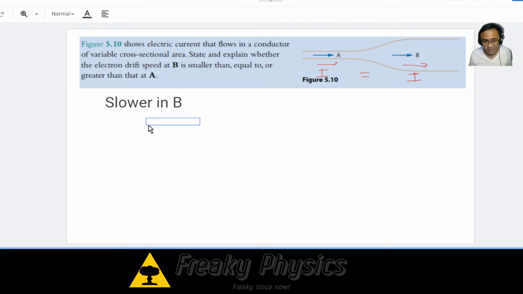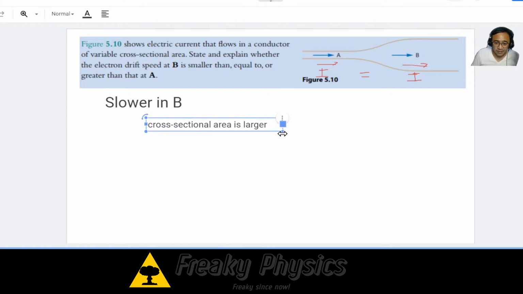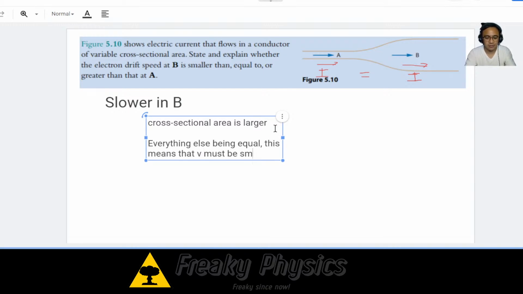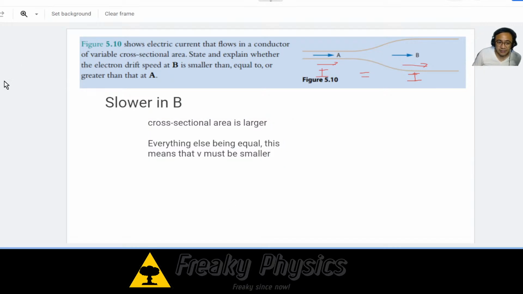Cross-sectional area is bigger. So that means V has to be smaller, right? Everything else being equal, this is the thing that we kind of missed. This means that V must be smaller.